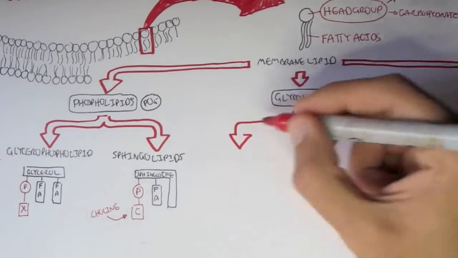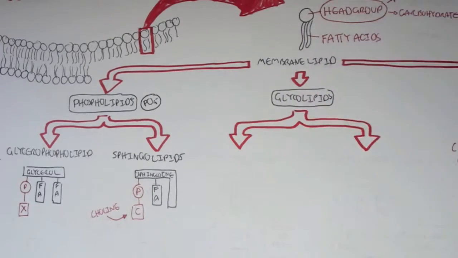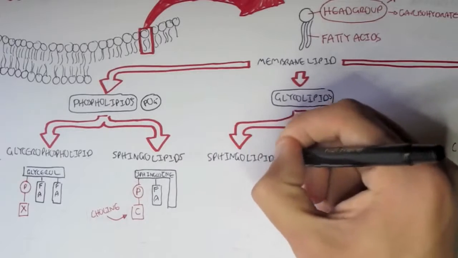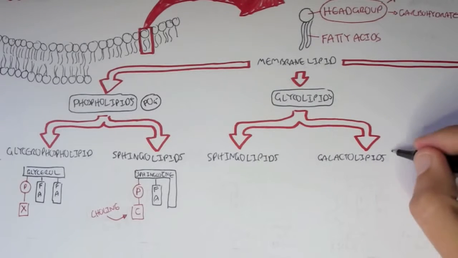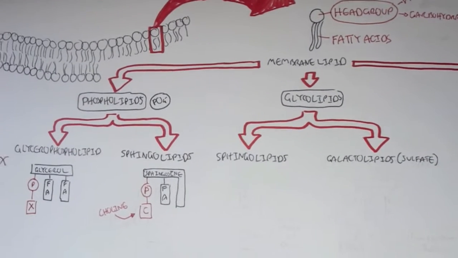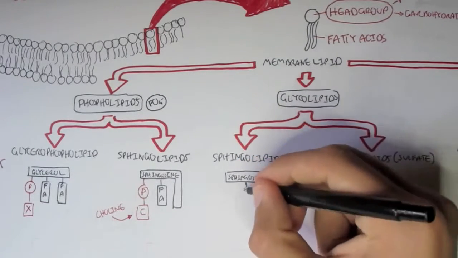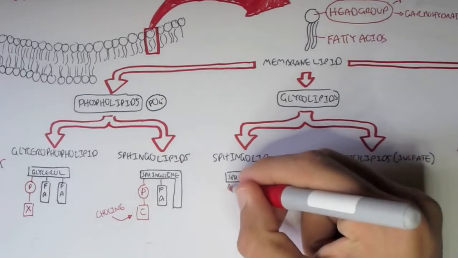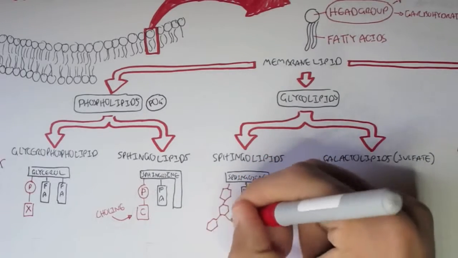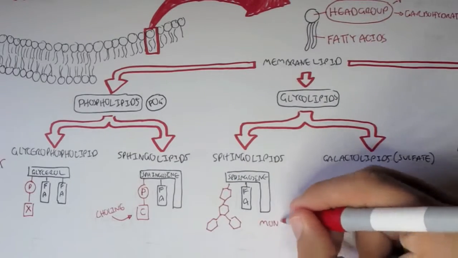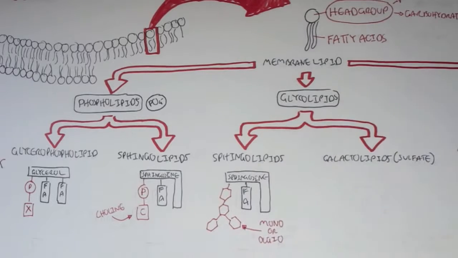Now, a glycolipid is similar. It can be divided into 2 parts again. There can be sphingolipids as well, or galactolipids, sulfate particularly. Sphingolipids have the sphingosine backbone and 1 fatty acid tail. And instead of a phosphate, they have carbohydrates, mono or oligosaccharides.